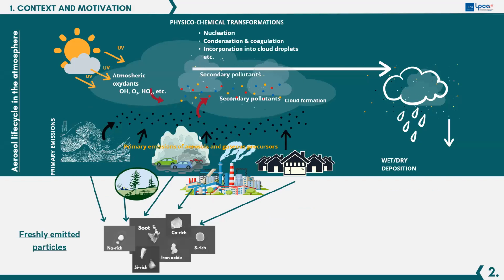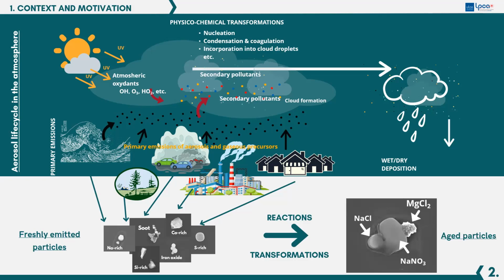And for example, for the marine aerosols, you will have particles mainly composed of sodium and chloride or magnesium and chloride. So during their transport in the atmosphere, while they undergo reactions and transformation, they become more complex in composition through their aging process. You will have, for example, in the same case of a marine particle, a more complex particle in terms of composition, with sodium chloride, magnesium chloride, and sodium nitrate.